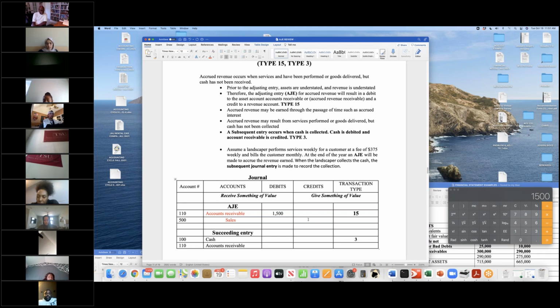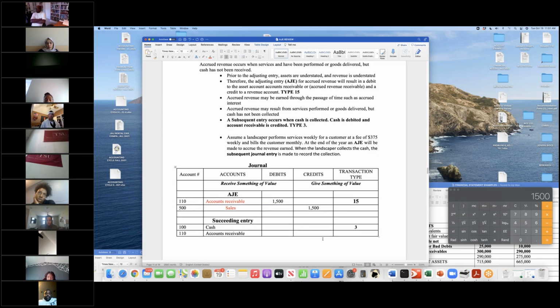So if the landscaper had cut his customer's yard for 4 weeks in December, he's going to send him a bill for $1,500. This is like corporate income earned from corporate customers where they're going to pay later. So can y'all make that succeeding entry?